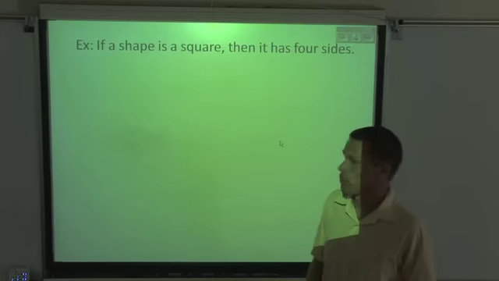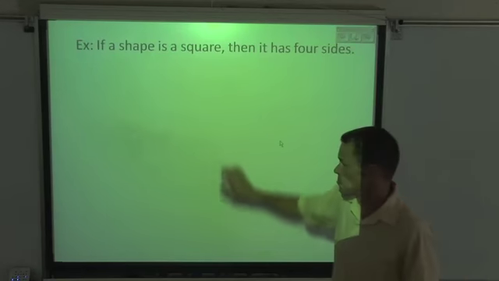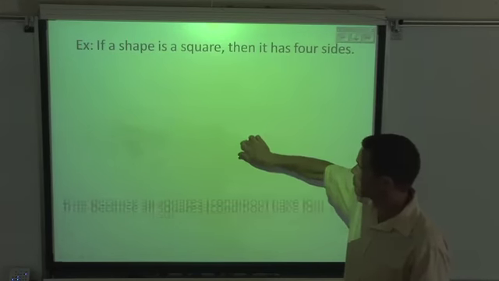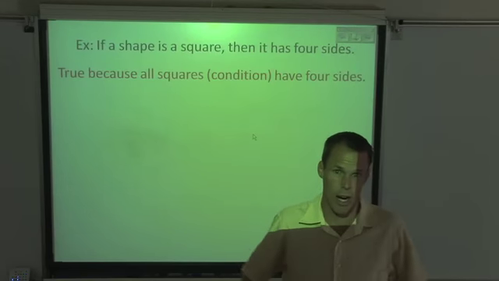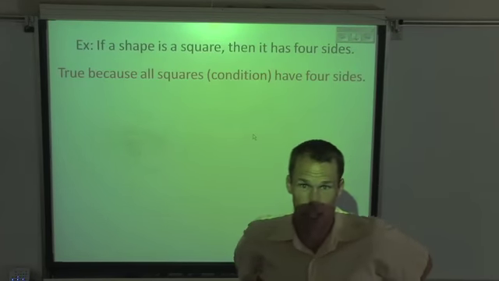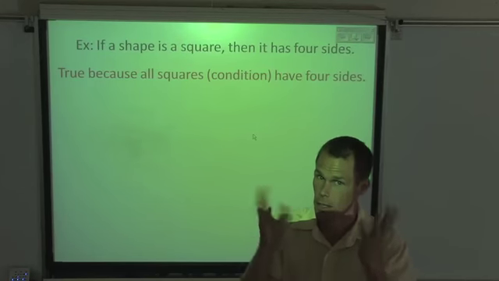Okay, here's another example. If a shape is a square, then it has four sides. True, because all squares, that's the condition, has to be a square. I'm holding a shape behind my back. I'm telling you it's a square. Can you conclude that it has four sides? Yes.